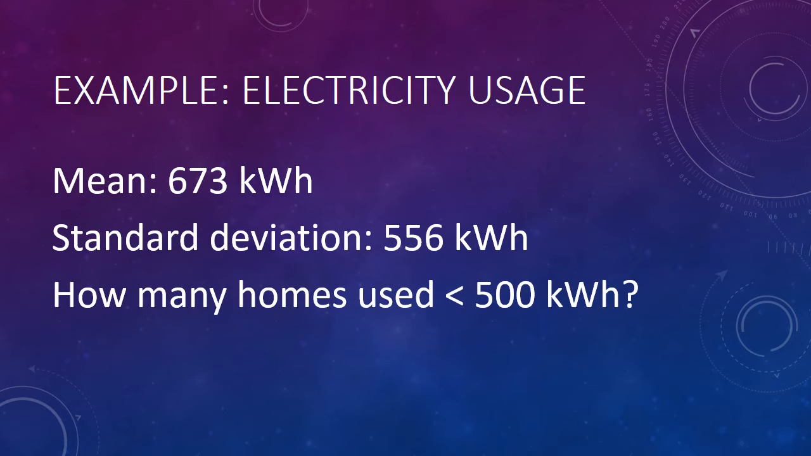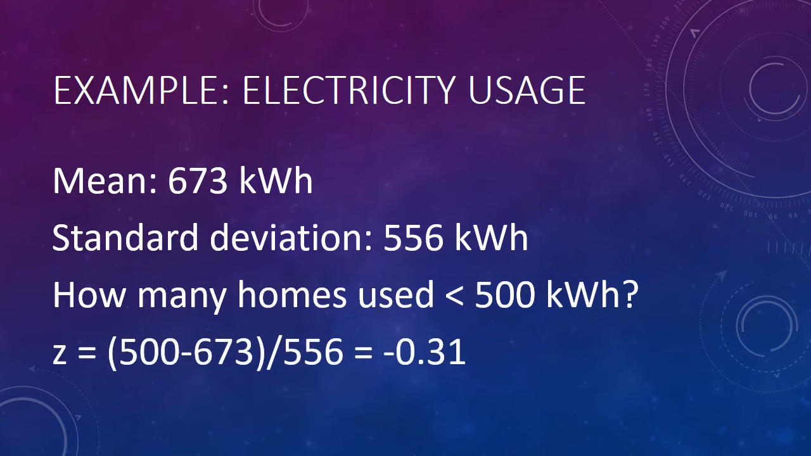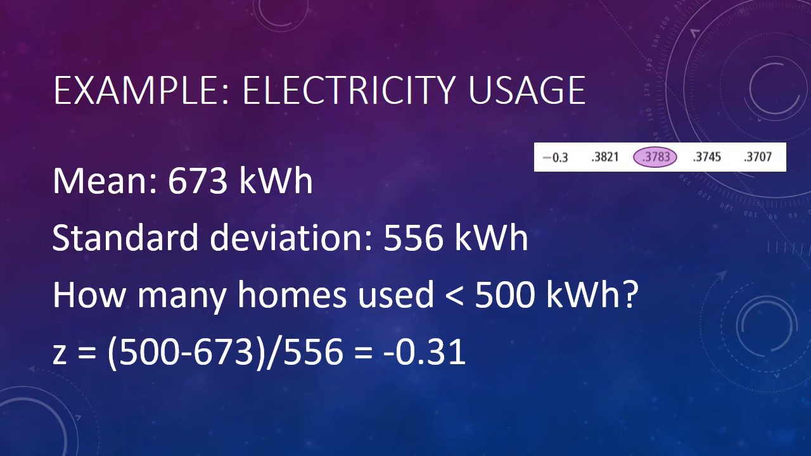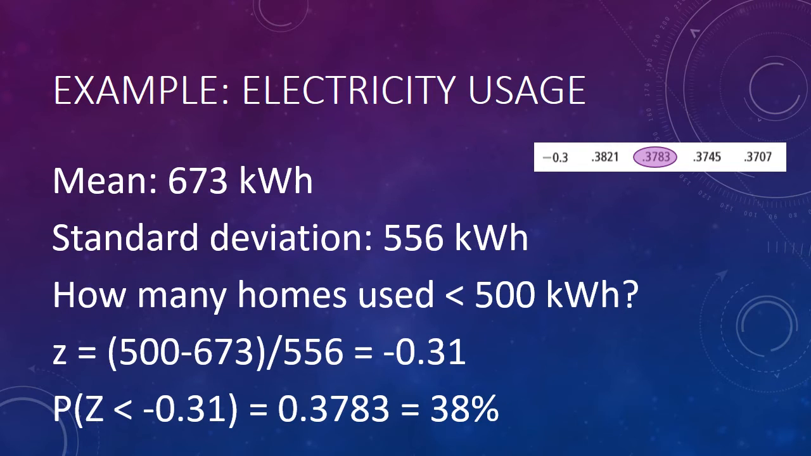Well, the first step is always to compute a z-score. So we take the value that we're looking for, 500, and we subtract the mean, which is 673, and we divide by the standard deviation, which is 556. This gives us a z-score of negative 0.31. Now we can find the probability that z is less than negative 0.31. We look it up in the table, and we find that the probability is 0.3783, or 38%. The percentage of homes that use less than 500 kilowatt hours was about 38%.